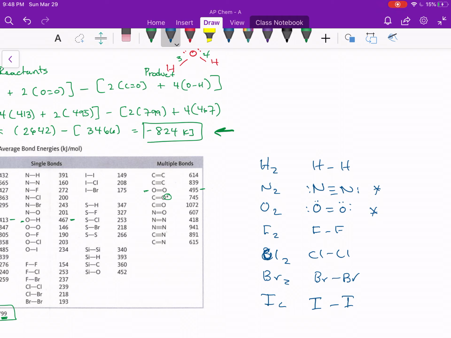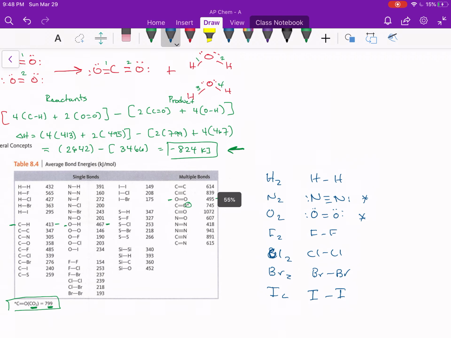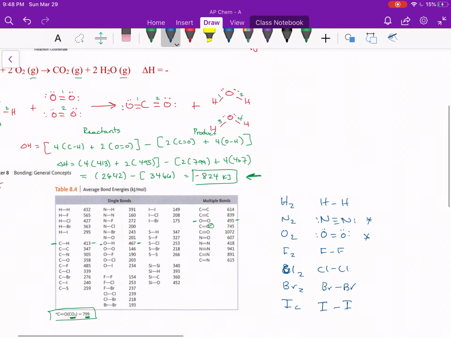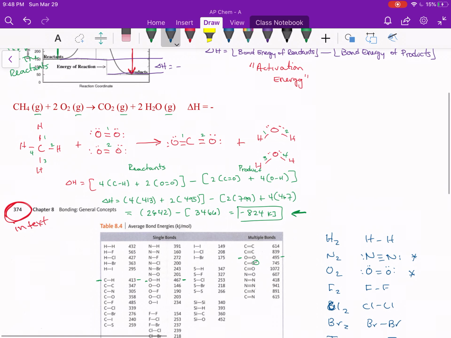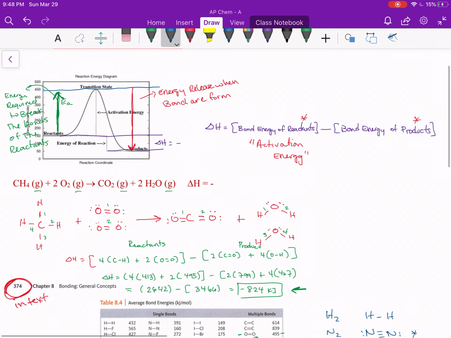Go back and review how to draw Lewis dot structures, and then let me know if you have any questions. Make sure you're trying to answer the questions for the assessment for today.